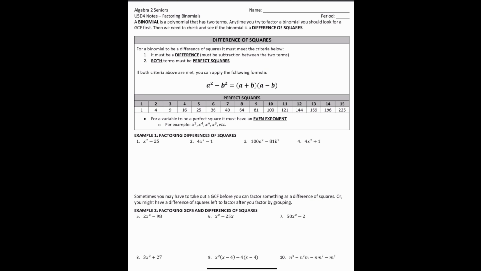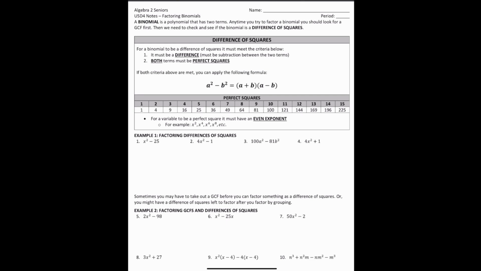What is a difference of squares? For a binomial to be a difference of squares, it must meet the criteria below. 1, it must be a difference, meaning that there must be a subtraction sign between the two terms, and 2, both terms must be perfect squares. If both criteria above are met, then we can apply the following formula.